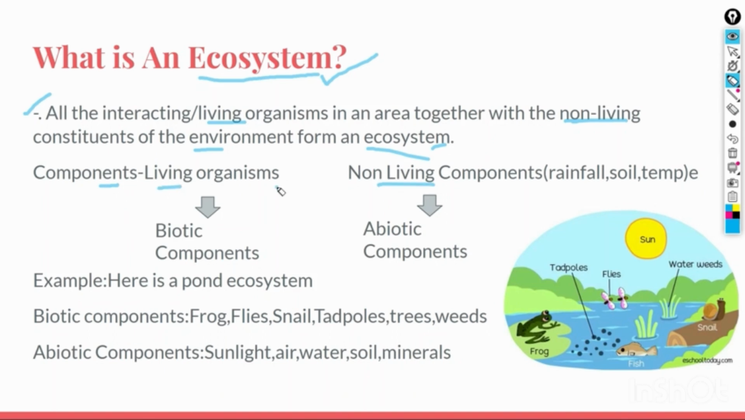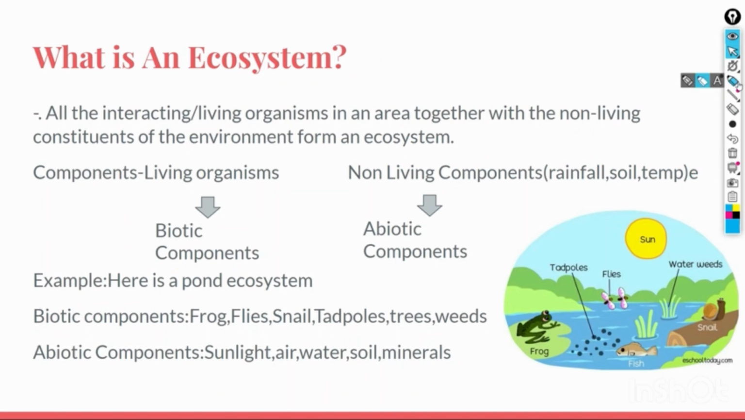The living organisms are called the biotic components. Bio represents life, so living organisms have life in them. That is why they are called biotic components. Non-living components do not have life in them. That is why they are called abiotic. Abiotic means without life. Some examples of abiotic components can be rainfall, soil, temperature, air, water.